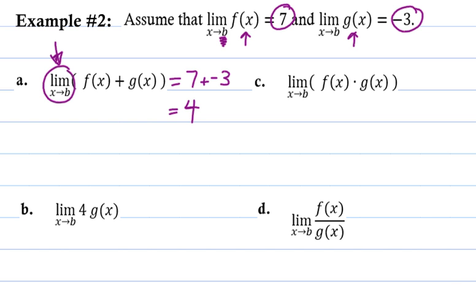B. So the limit as x approaches b of 4 times g of x. I don't know what g of x is, but I know what the limit of g of x is. And that is negative 3. And the limit of 4 would be 4. So 4 times negative 3. C, the limit as x approaches b of f of x times g of x. So I know the limit of f of x is 7, and I know the limit of g of x is negative 3. All I have to do is multiply them.